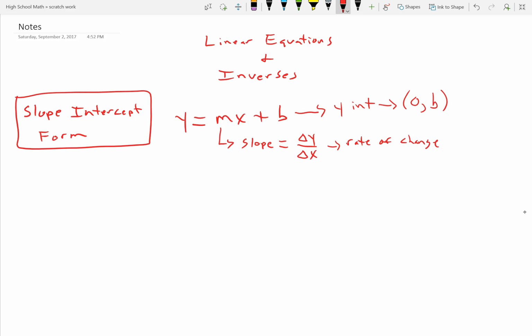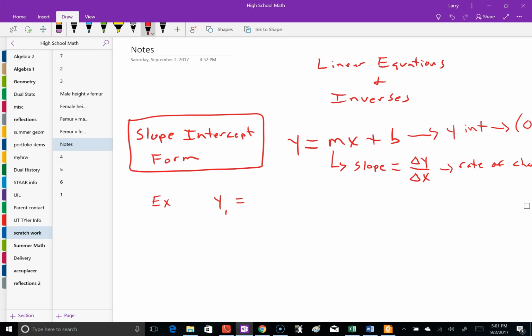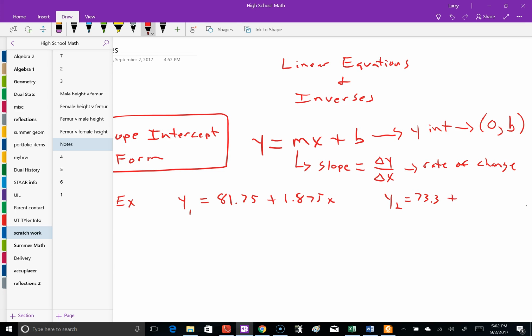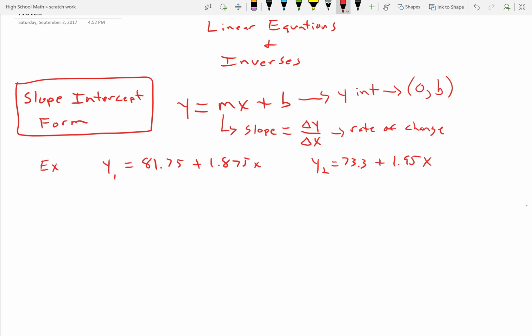So in our particular problem, we had two regression models. I'm going to say y1, our male equation, 81.75 plus 1.875x, and our y2, 73.3 plus 1.95x. Interpreting our first slope and y-intercept, well, this is the y-intercept. It corresponds with the point (0, 82), and I'm just going to round this to 82. Interpreting this point, keep in mind what our x and y variables are. Our x variable is femur length, our y variable is predicted height.